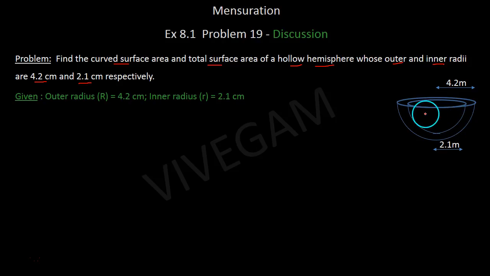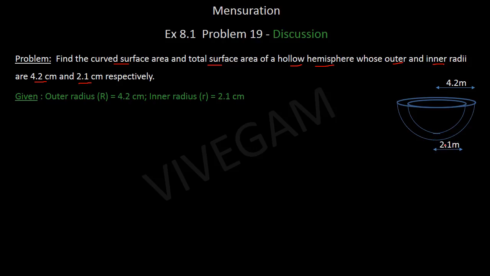So when they ask us to calculate curved surface area, it is this area plus the inner hemisphere area, and the outer hemisphere. It's a hollow hemisphere, which means inside is open, it's like a ball. So outer hemisphere and then inner hemisphere. Outer radius and inner radius. Up to this point is inner radius, and up to this point is outer radius. That's what we have marked here.